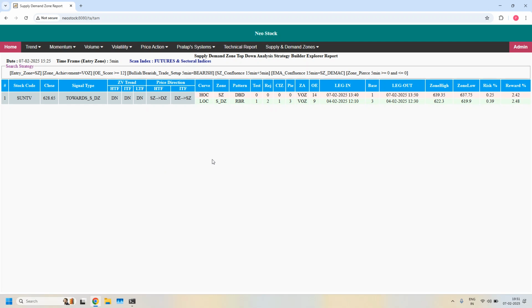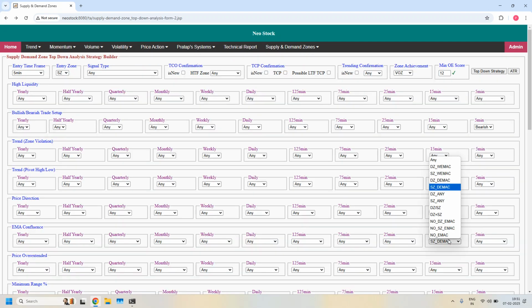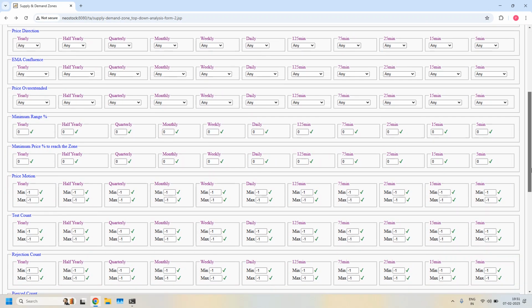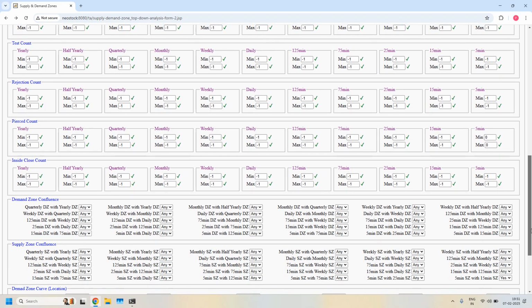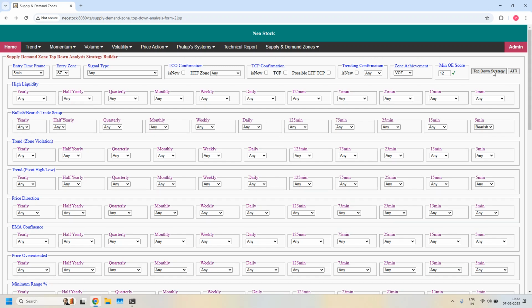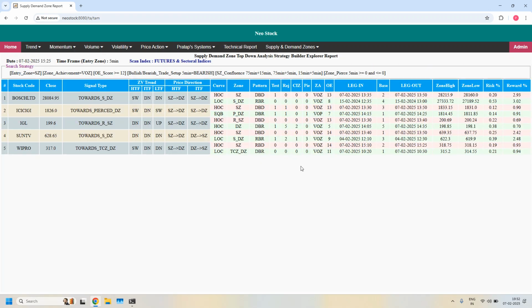Next we will further filter based on LTF, ITF and HTF supply zone confluence. I am removing this EMA filter because it is ITF specific. Now we should focus on HTF specific. So in the supply zone confluence, we should set 3 filters. First filter is already enabled, 5 minute supply zone with 15 minute supply zone confluence. Second filter is 5 minute supply zone confluence with 75 minute supply zone. Third filter is 15 minute supply zone confluence with 75 minute supply zone. With all the 3 filters enabled, LTF, ITF, HTF supply zone confluence, we got 5 stocks.